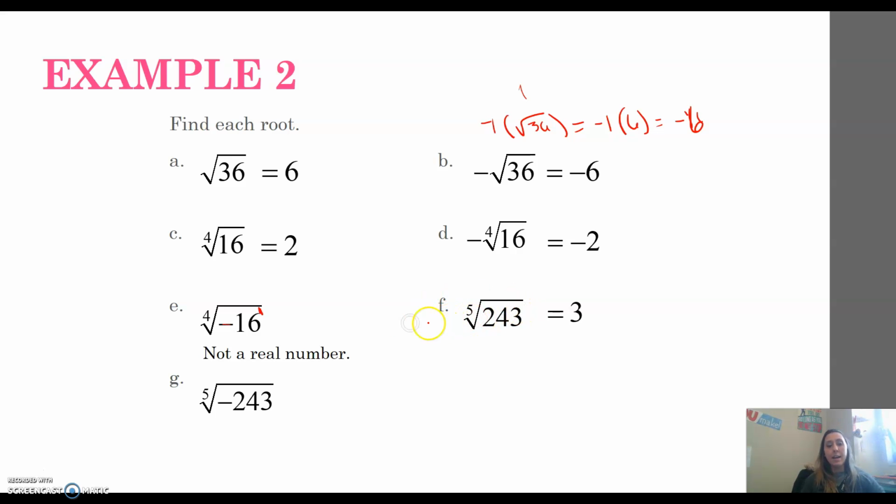The reason why we can't have a negative like that: if I take -2 and multiply it, -2 times -2 is a positive 4. Positive 4 times -2 is -8. And then we have -8 times -2, which is a negative times a negative, giving me a positive 16. So we have no way of getting to a negative number, and that's why we can't do that when the root is even.